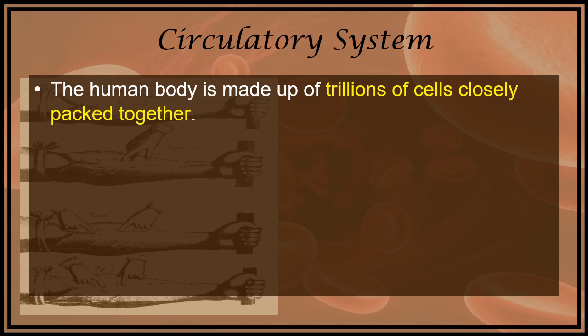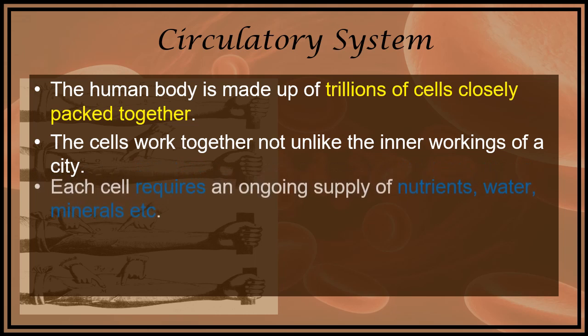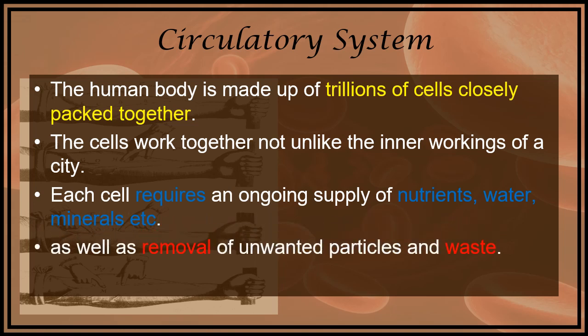There are trillions of cells that are all closely packed together. And all these cells work together and they have specialized functions. Not every cell is the same. There's going to be things that we're talking about like red and white blood cells, two very different things. We can compare it to the inner workings of a whole city. Each different business has a different function. Each different cell has a different function. And so each cell requires an ongoing supply of all these nutrients. They need water, they need minerals. All of this needs to work together.